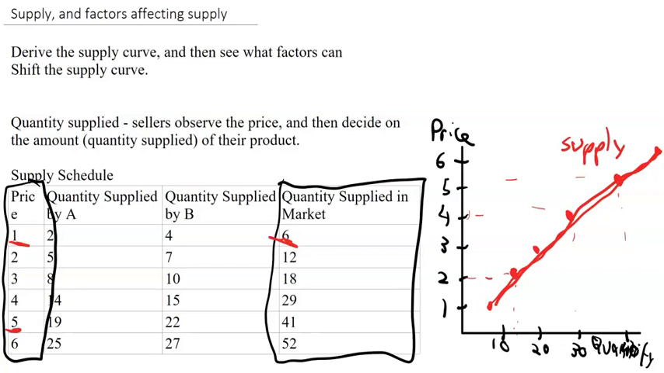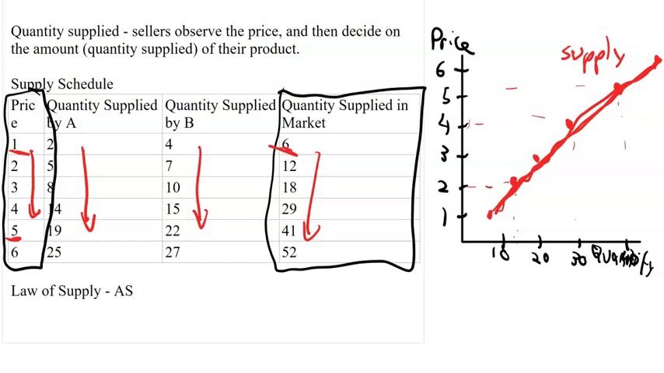Notice one thing. As price increases, quantity supplied for A and B also increases, and so the market supply curve increases. So the supply curve is always going to be an upward sloping line, and this is because of what we call the law of supply. The law of supply states that as price goes up, quantity supplied goes up. And this is true for most cases. There may be a couple of exceptions. We will talk about them in the elasticity slide.